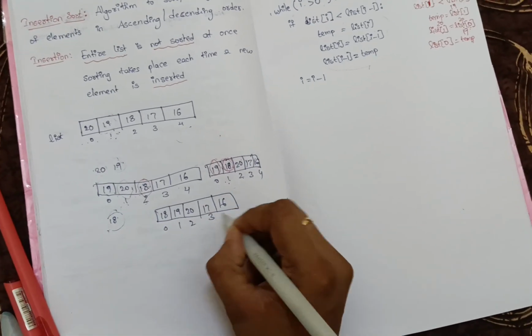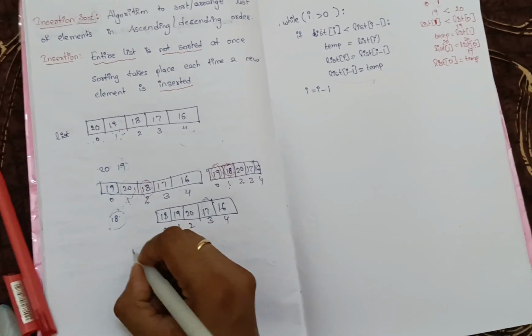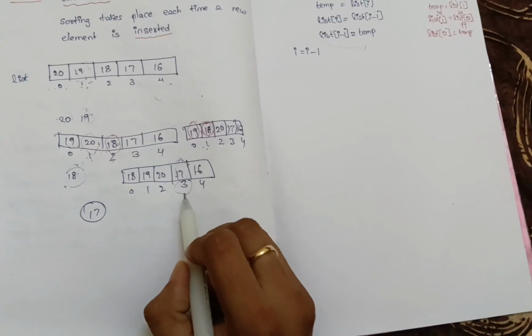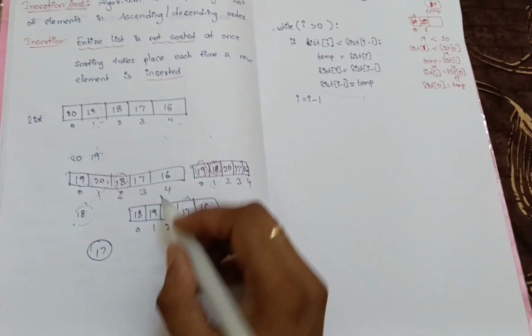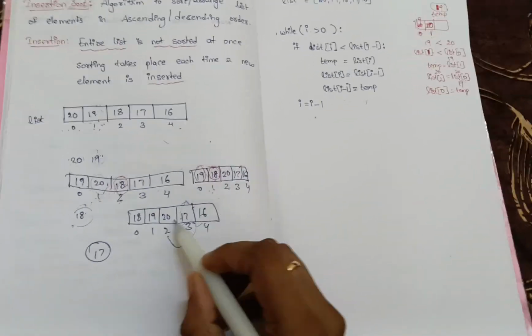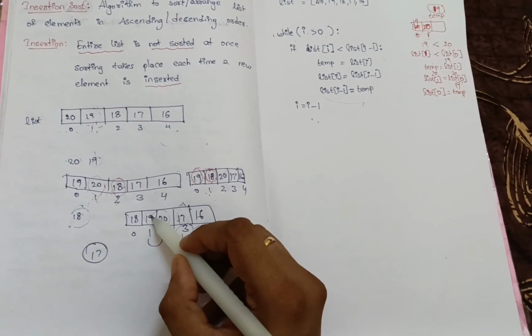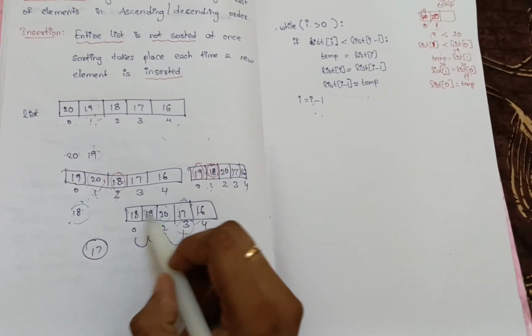Now let's say another element is inserted. 17 is inserted. What we have to do? Again the I value will be 3. The same process we have to repeat. I value will be 3 and we have to go back, decrement it, go back, compare it. Again go back, again do the comparison for both of them, again decrement it, again go back, again compare both of them.